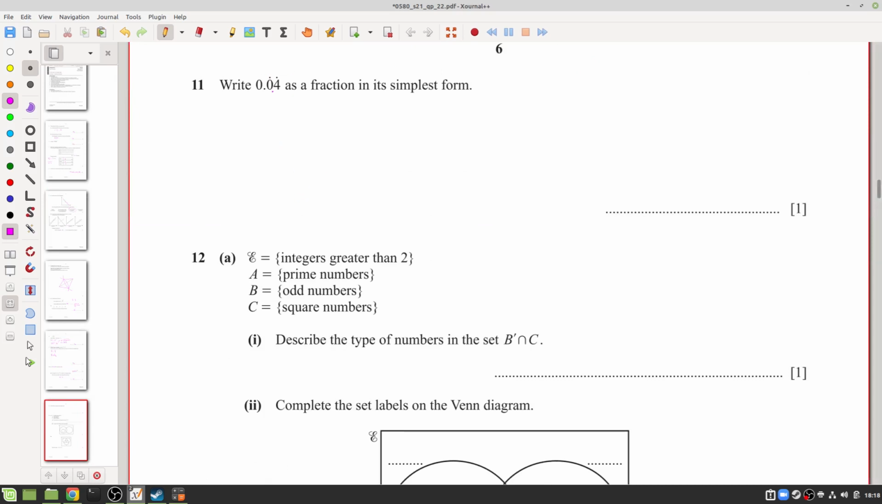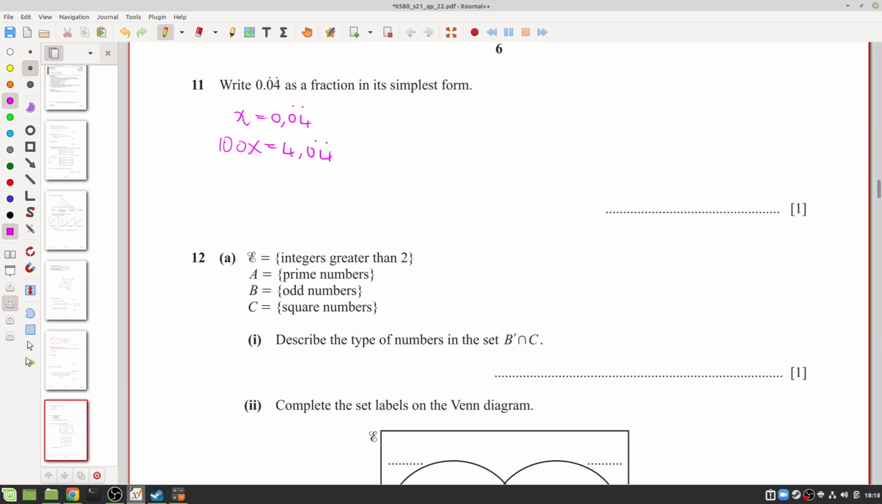Right, 0.04 recurring as a fraction in simplest form. Okay, so that's just going to be 4/99. Let's see how we get there. We can say let x equal the 0.04 recurring. Multiply by 100. So that's going to give us 100x equals, if we multiply this by 100, it's going to be 4.04 recurring.